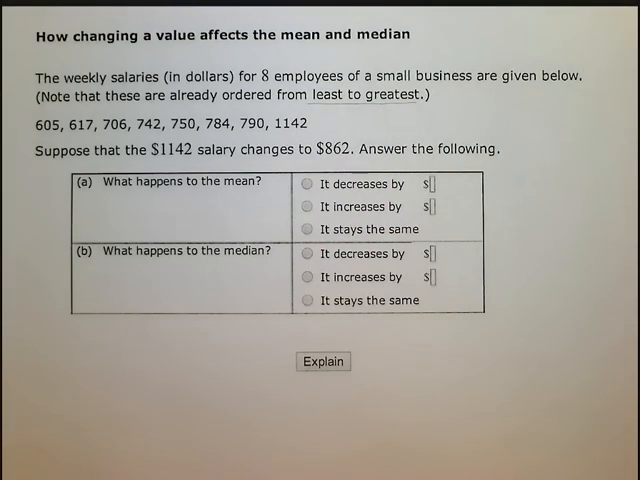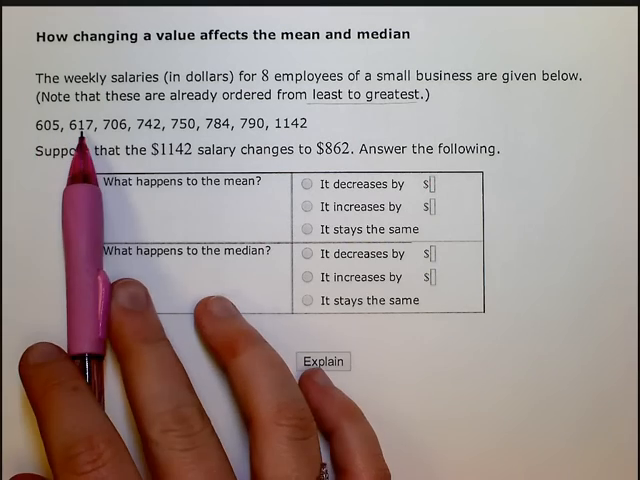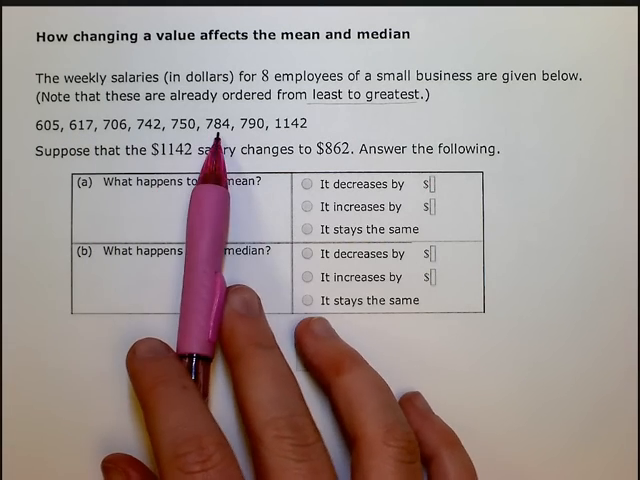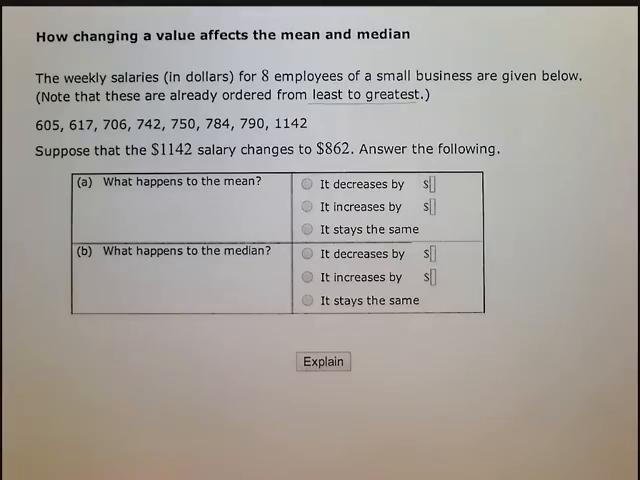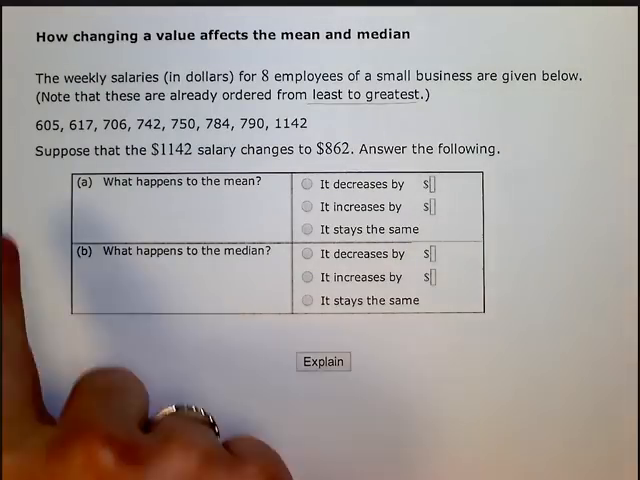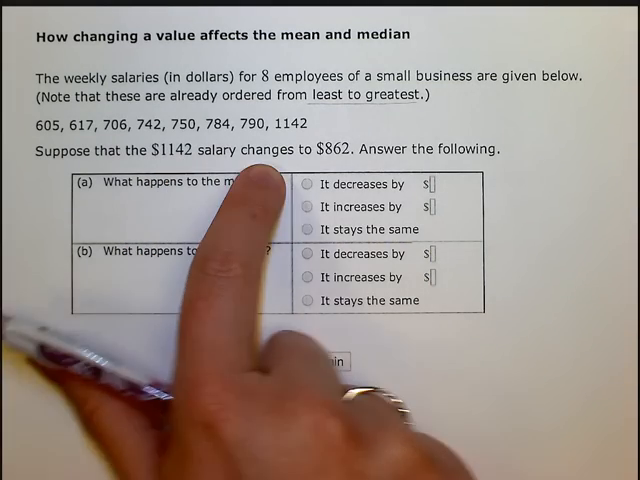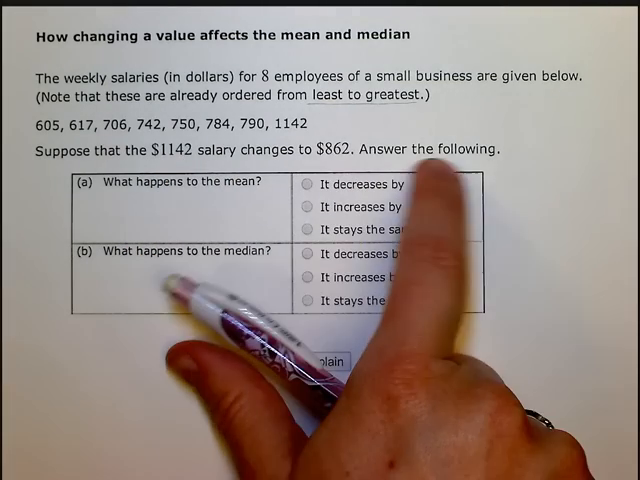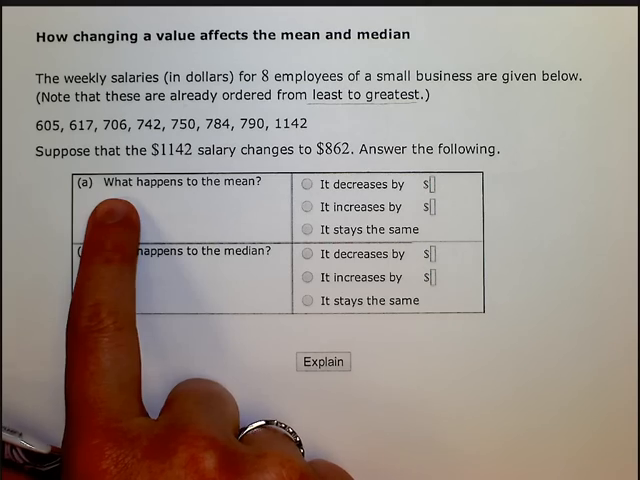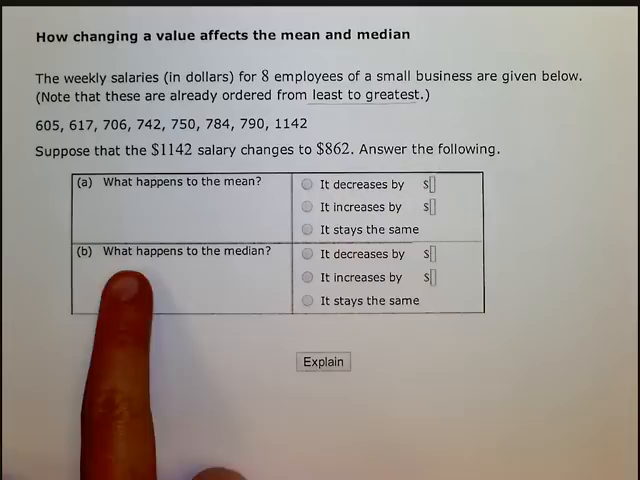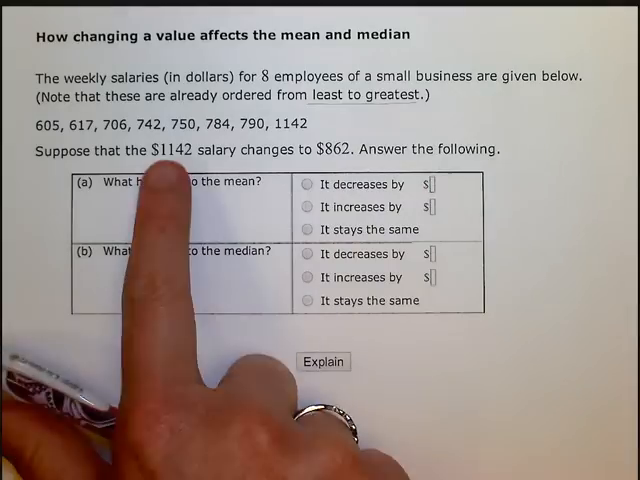Okay, so $605, $617, $706, $742, $750, $784, $790, and $1,142. It says suppose that the $1,142 salary changes to $862. Answer the following questions. So it wants me to notice what happens to the mean when this number changes to this one, and it wants me to notice what happens to the median when this number changes to this one.